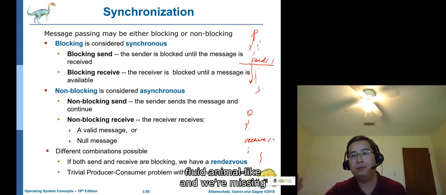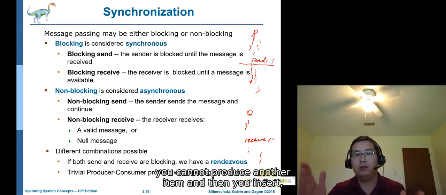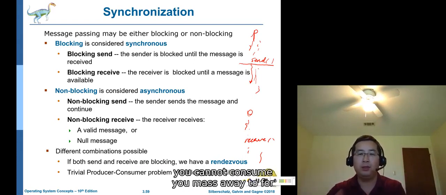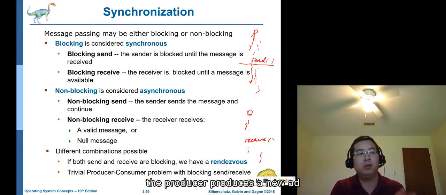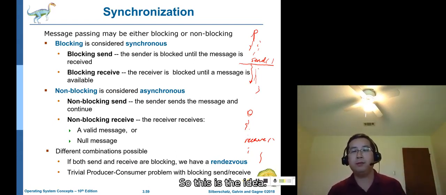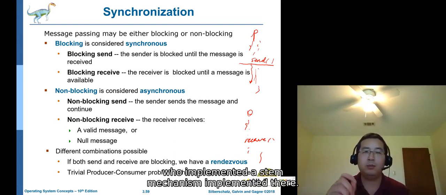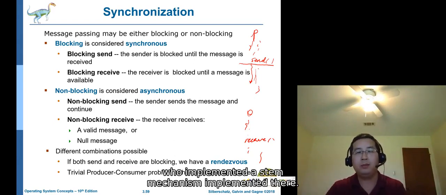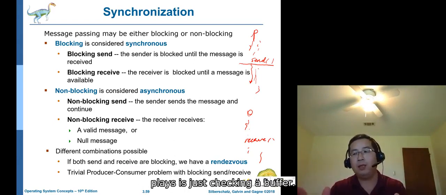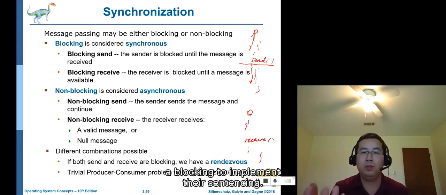For example, like we mentioned before, producer-consumer: if the buffer is full, you cannot produce another item and insert. If the buffer is empty, you cannot consume. You must wait for the producer to produce a new item and insert it into the buffer. So this is the idea. We can use this mechanism to implement the same mechanism there. The data place just checks whether the buffer is full or empty. So here we can use blocking to implement the same thing.